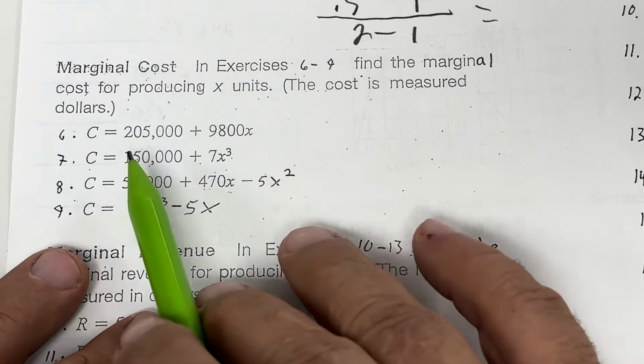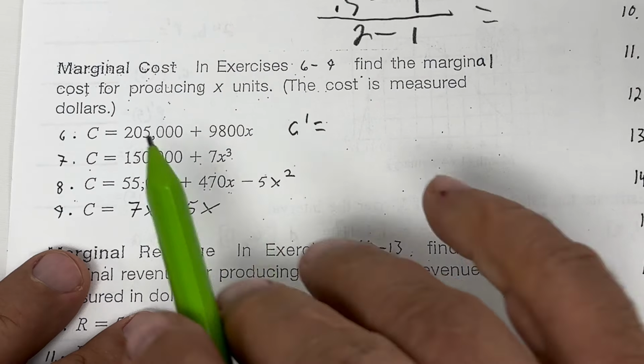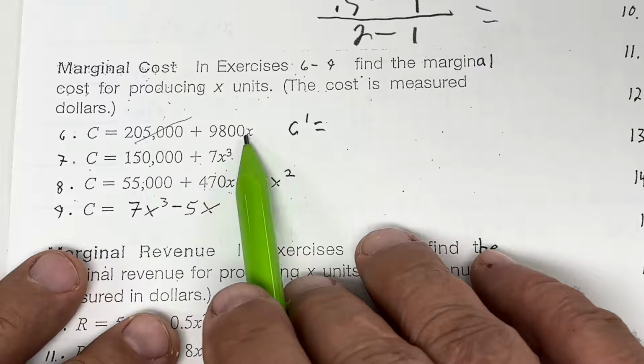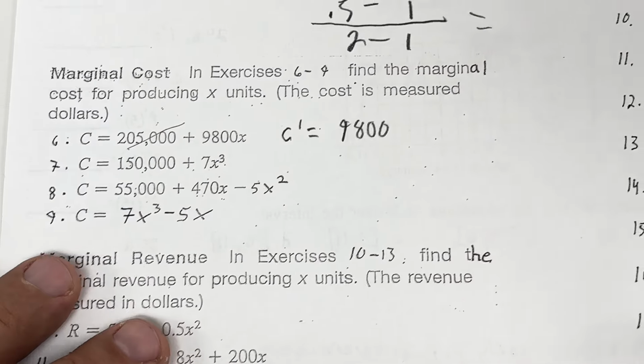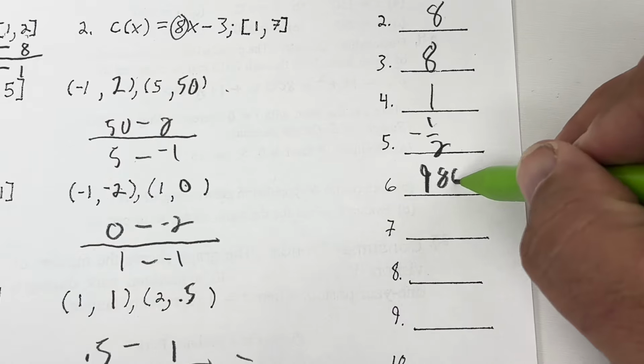Marginal cost, all we do is take the derivative. So C prime is going to be the derivative of 205,000. That goes to 0. The derivative of 9,800x is just 9,800. So our answer is 9,800.